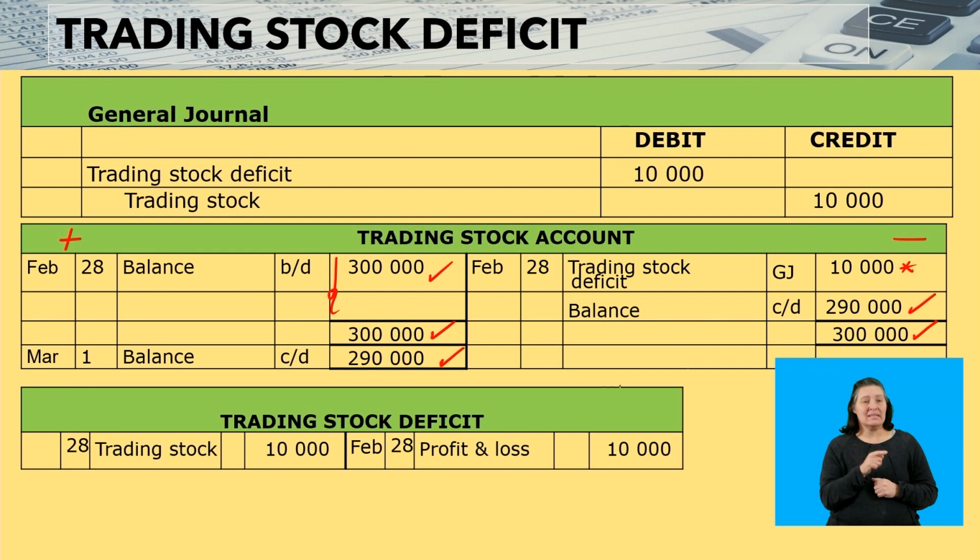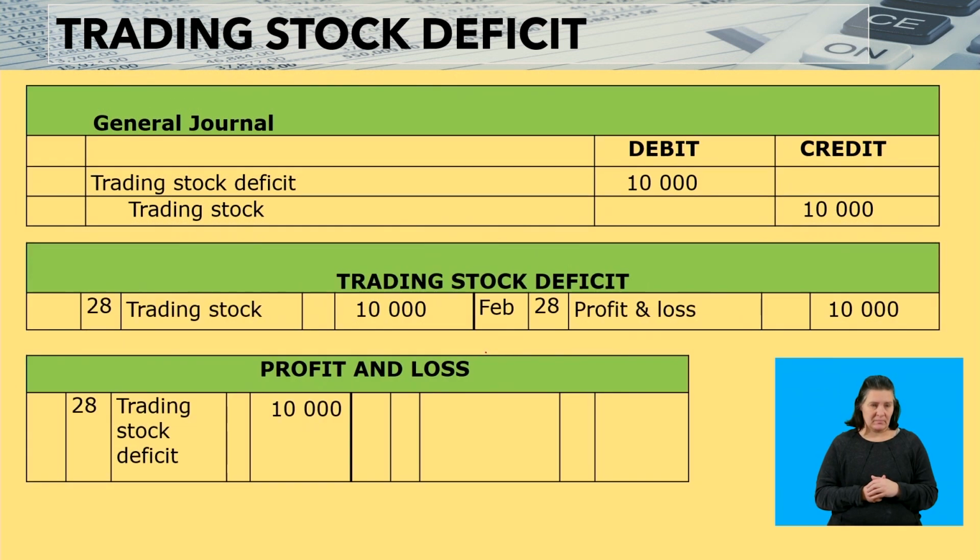That same amount would then be recorded in a trading stock deficit account. Remember, this will be an expense account, so we will debit it: trading stock, 10,000. And this will be closed off to your profit and loss account. In the profit and loss account, we're going to debit it with trading stock deficit, 10,000. Keep in mind that your trading stock deficit is an expense. Hence, we are debiting it in the profit and loss account.